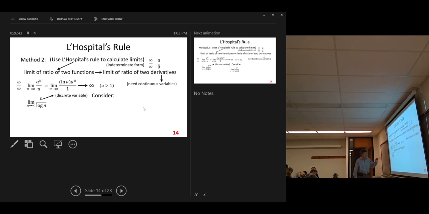We replace the discrete variable by a continuous variable. This time we take this form with x. Our x can take continuous values from a certain positive number to infinity, but changes continuously, not jumping between discrete values. Changing continuously, this time we can take derivatives.